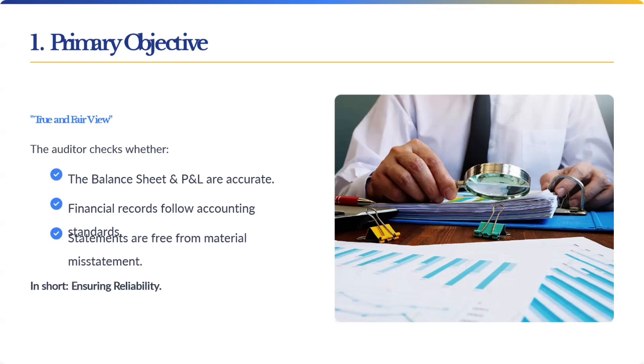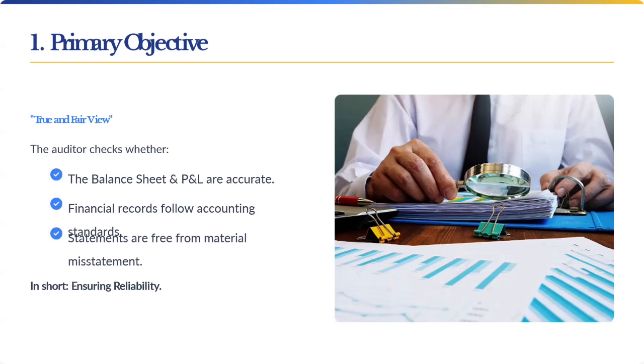Now, statements must be free from material misstatement. Material misstatement means whatever you have stated should be correct. If it is found that there is a difference between the statements, then you will be charged with a penalty or even a higher fine. Now, in short, I can say it is for reliability, whether the data provided to an auditor is right or not. Keep this in mind.